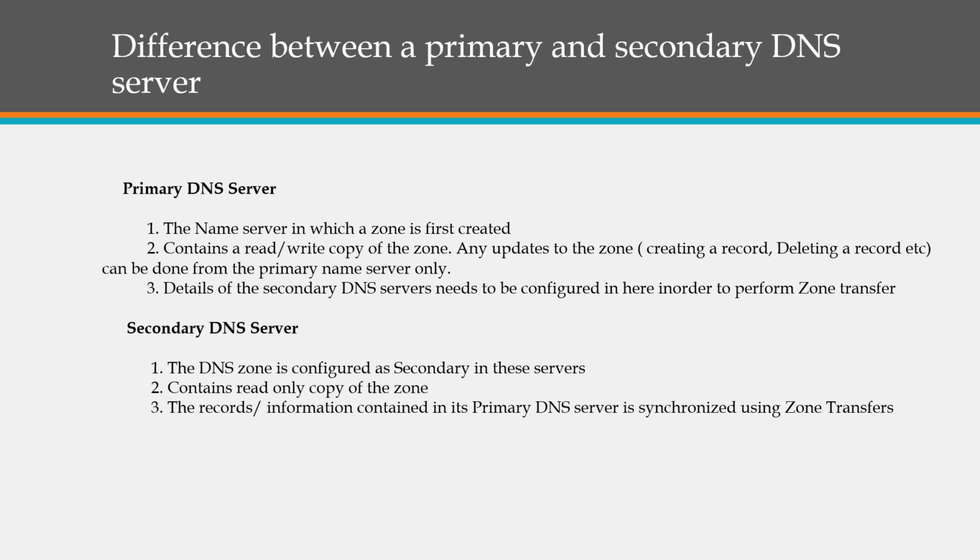Because if you remember, both primary and secondary DNS servers are authoritative DNS servers. Authoritative DNS servers means both of them are capable of providing information for the DNS queries that they have received. The records or the information contained in the primary DNS server is synchronized using zone transfer. Again, I will not be covering it in depth in this video, but in the next one I will.